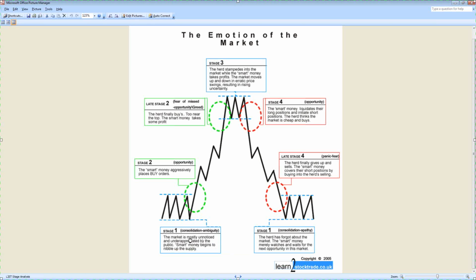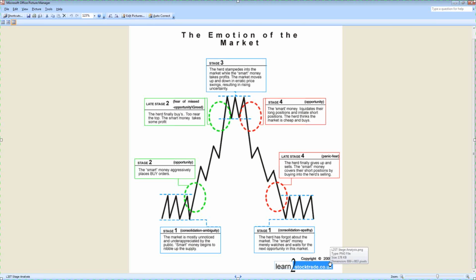And then you've got the 4 seasons in the year. It's the same thing in the market. There's seasons, there's cycles, right? So you have stage 1, which is accumulation, consolidation, ambiguity. This is the emotion of the market. Like I said, this is the foundation of my whole trading career. I still use this to this day.